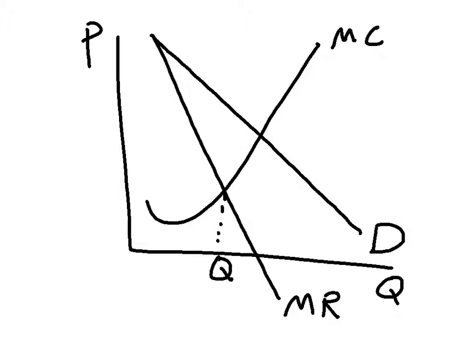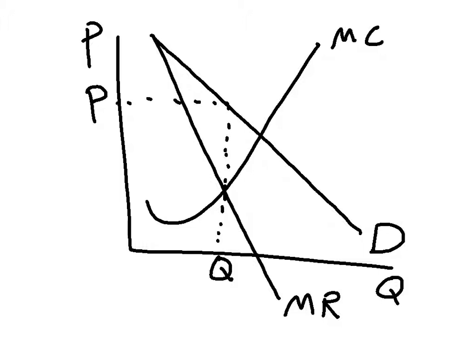You go down and get output. It will charge the highest price possible at that output level, so you go up to the demand curve and over, and that gives you price. So it determines its profit maximizing price and output level by producing to the point where marginal revenue equals marginal cost. Well, that sort of goes into our next question.